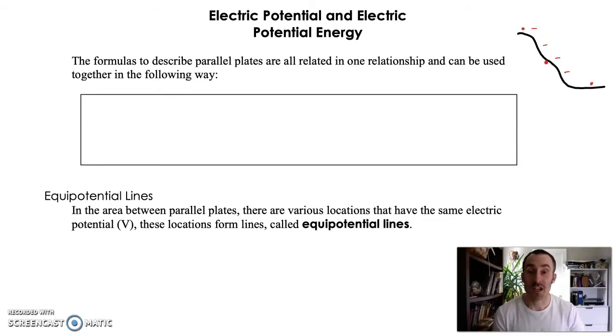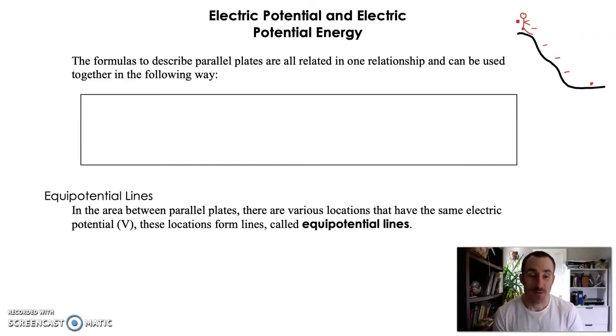Now that's talking about the slide itself. The locations on the slide have potential, but when you put a person on this slide, now this person has gravitational potential energy. By putting an object or person or what have you at some position of potential, you are giving that object potential energy. It works the same way with electricity.